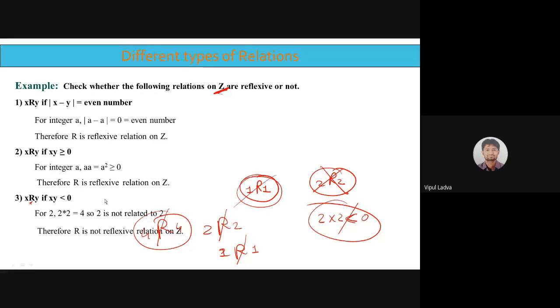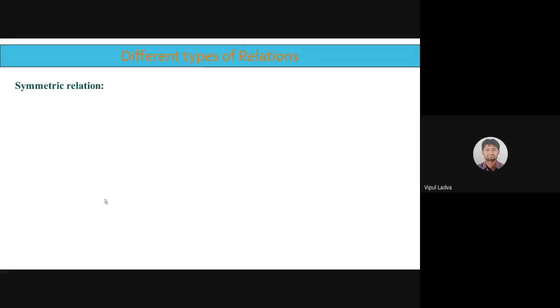Good. Let me take you further. Now, the symmetric relation. The second definition, that is symmetric.